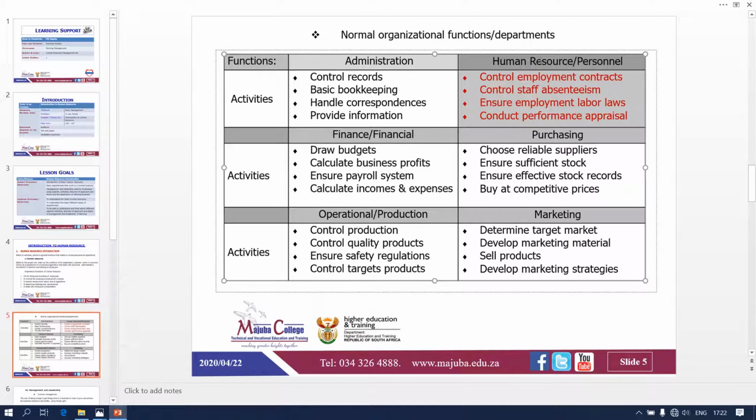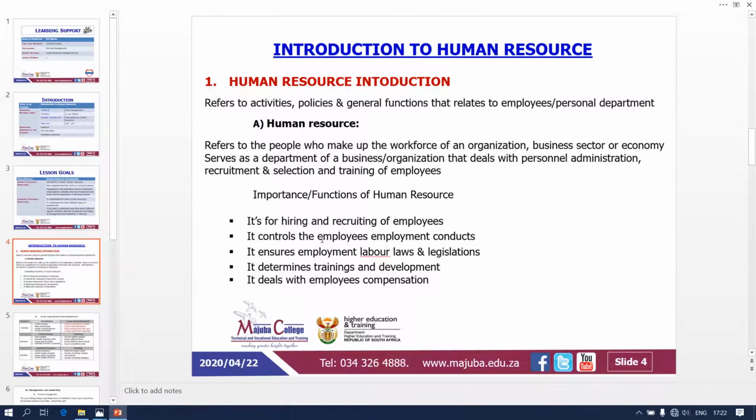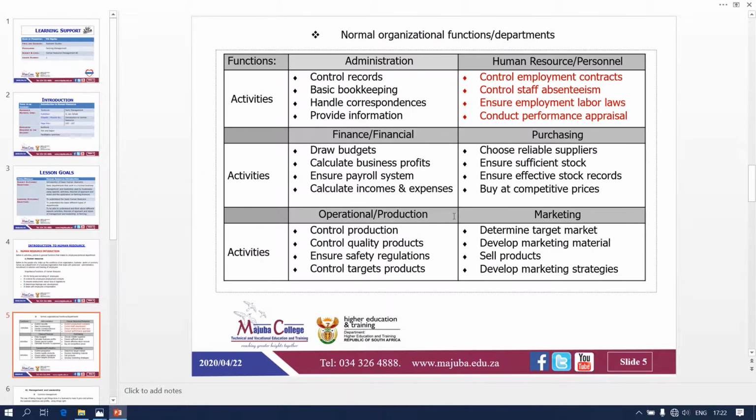Our focus is on human resource as a department, right? We're looking at it as a department. Control employment contracts, control staff absenteeism, which is one of the behaviors that we realize is happening in the workplace. Ensure employment labor laws, conduct performance appraisals. So this is where we are actually. Remember, this goes together with this, as human resource, as a department in this regard. Remember, a human resource can also be a human that is dealing with hiring and recruiting of other people. Don't forget that. Okay, let's move on.